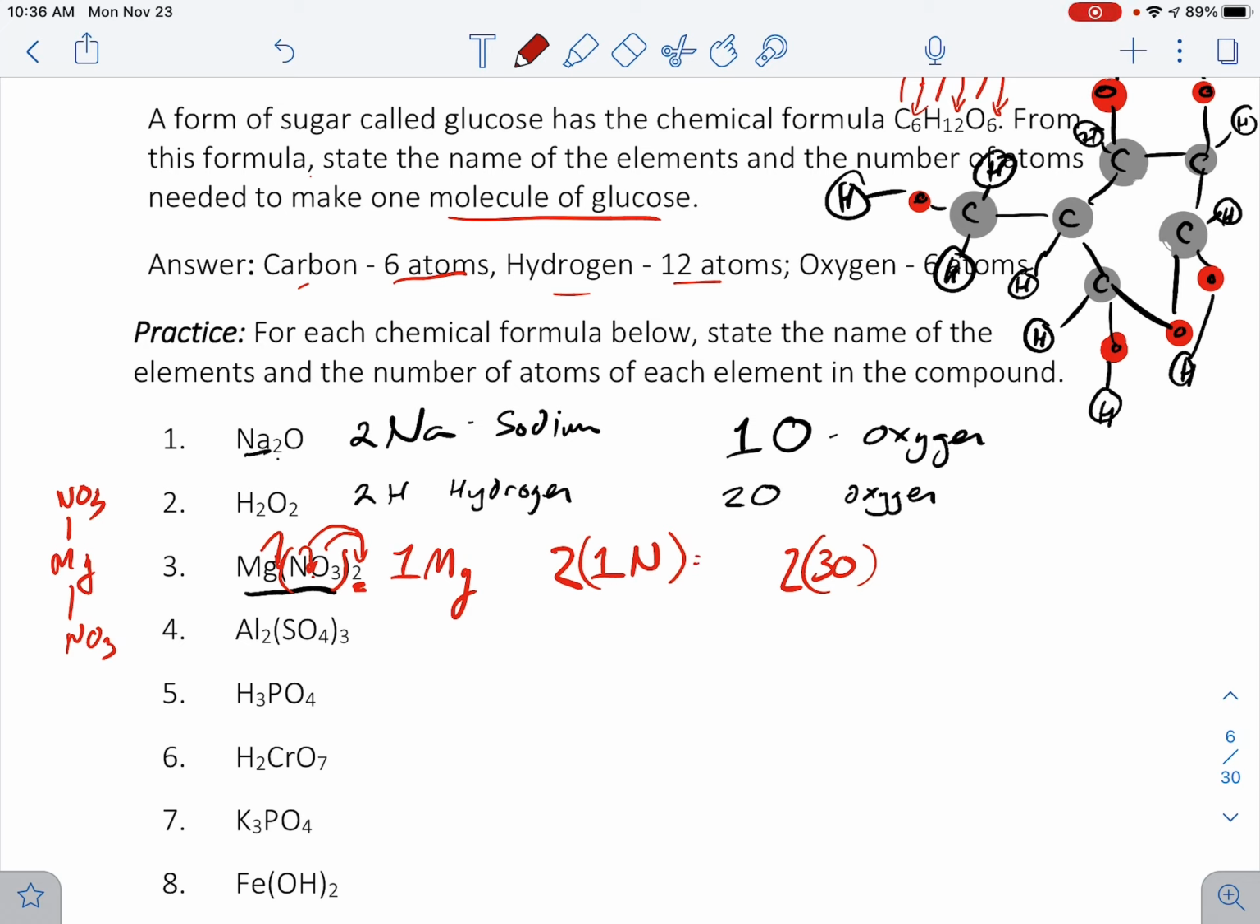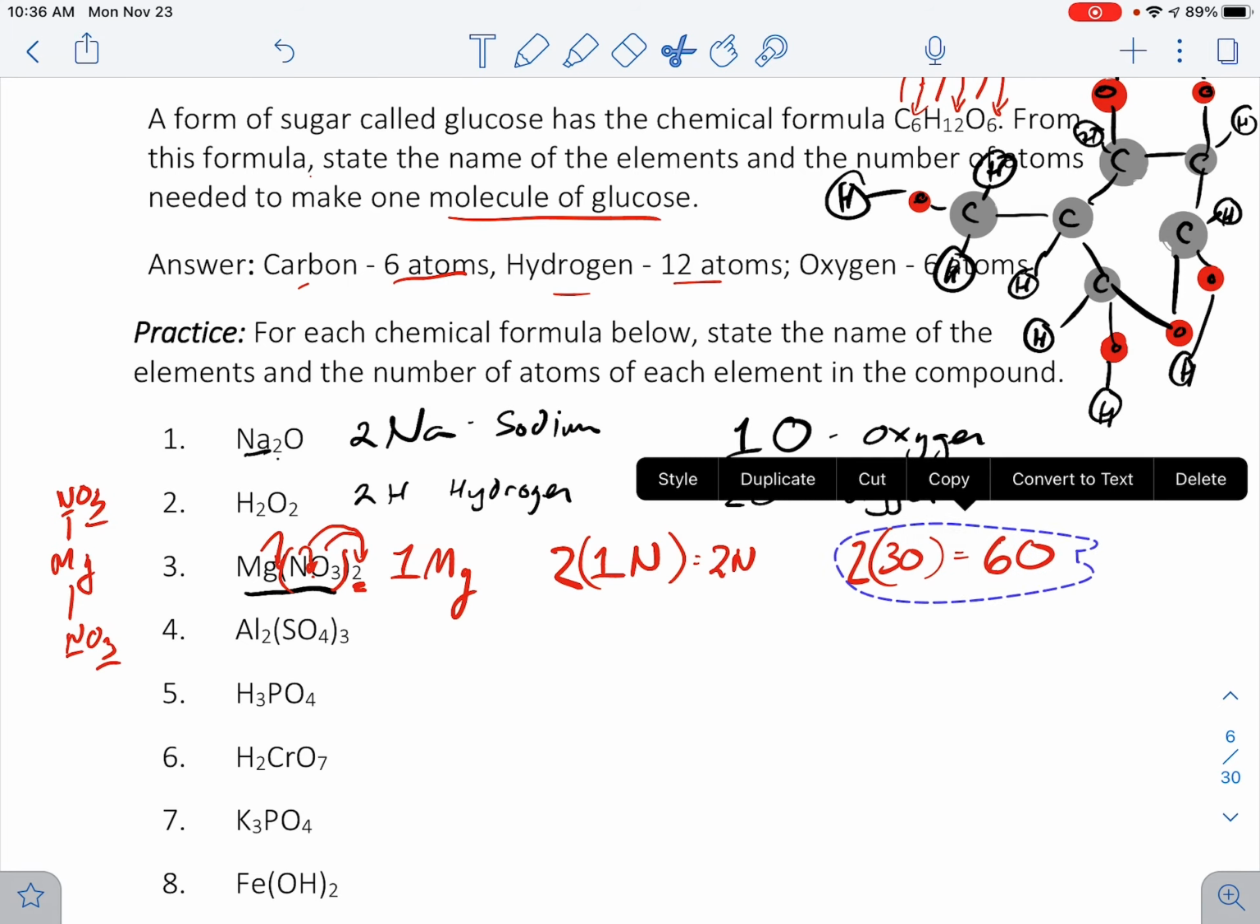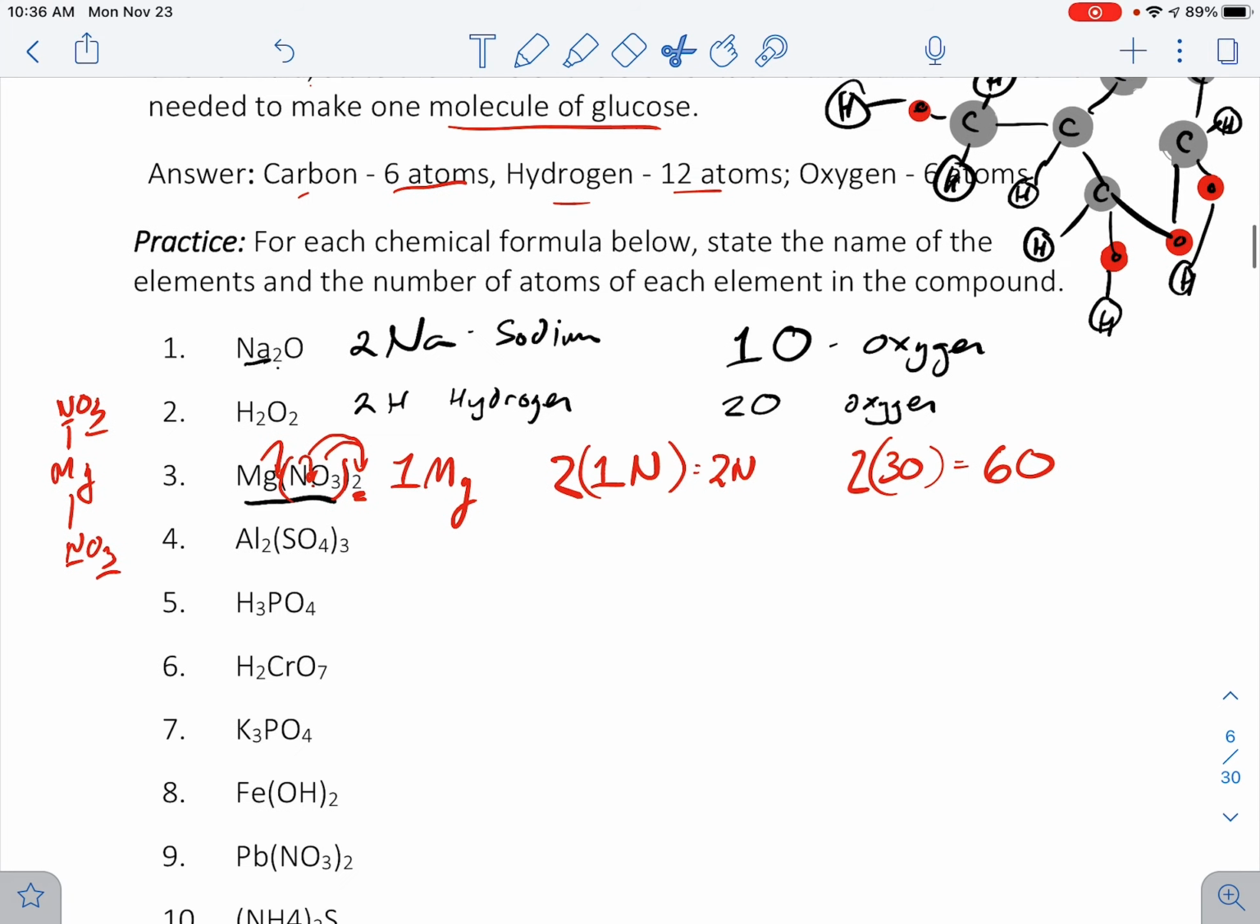So we should really collapse this up. 2 times 1 is 2, and 2 times 3 is 6 oxygens. And we can see that here. 3 and 3, that's 6. 1 and 1, that's 2. So this is a little bit trickier to do, but really, really important, and it definitely is going to help you in the next chemistry course that you take. So let's do that a couple more times.